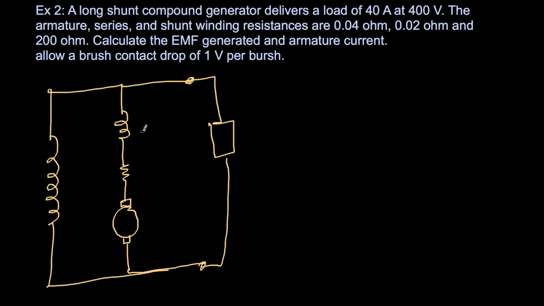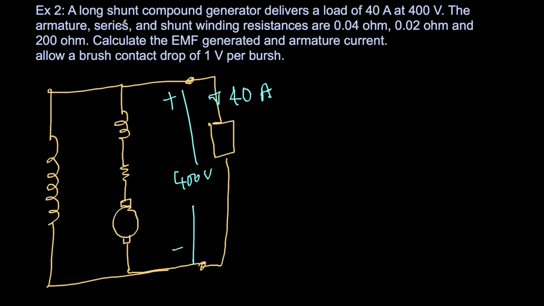Let's write down the values. A long shunt compound generator delivers a load of 40 amperes. So this load is 40 amperes load current, and the voltage is 400 volts.